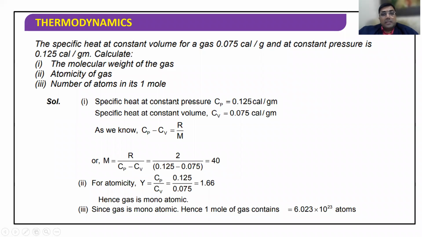So this is specific heat at constant pressure. CP is given and CV is given. So naturally you'll find the molecular weight. CP minus CV is equal to R by M. So you'll get the molecular weight directly. Atomicity: gamma is equal to CP by CV. You get atomicity also. So it is monatomic gas because 1.66 corresponds to monatomic. So this is elementary question, but however, this type of questions are also coming in the exam.